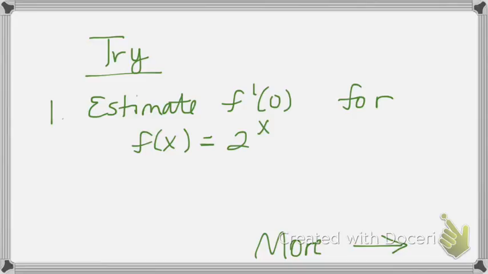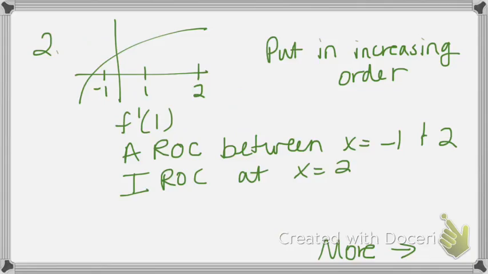So here's your try problems. Here's the first one. There's 3 of them, so just know that I'm going to move from the slides because there's not room to put all of them on here. So number 1 is estimate f prime of 0 for f of x equals 2 to the x. You're going to have to make a table. 0 would go in the middle and so on.